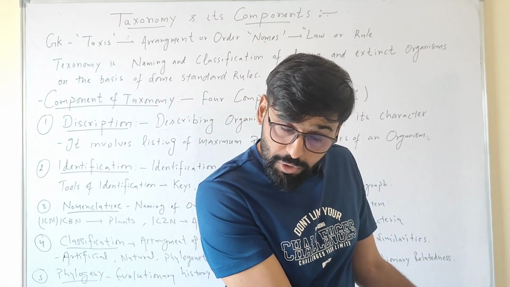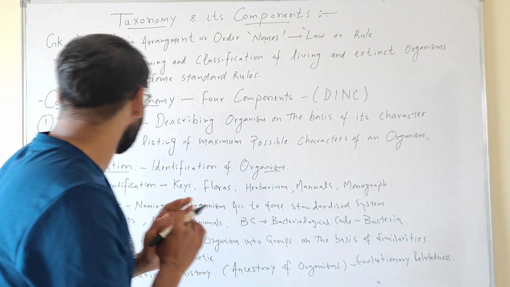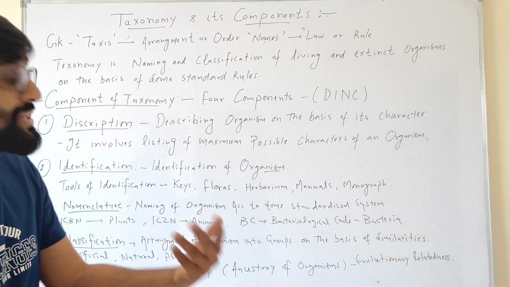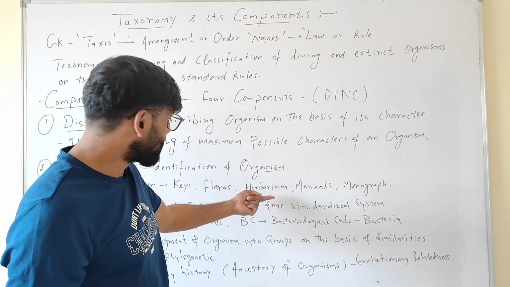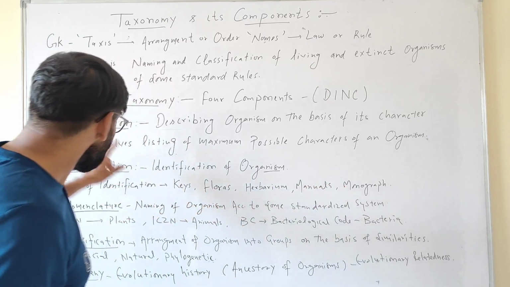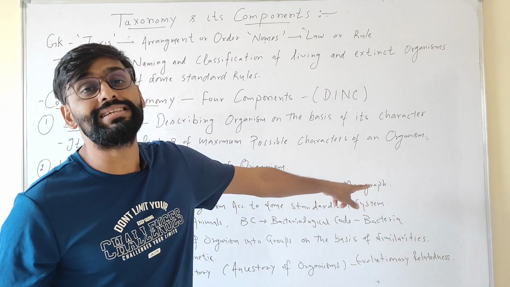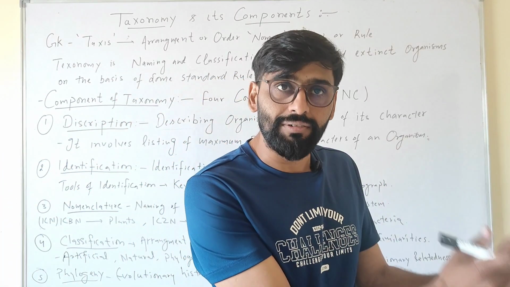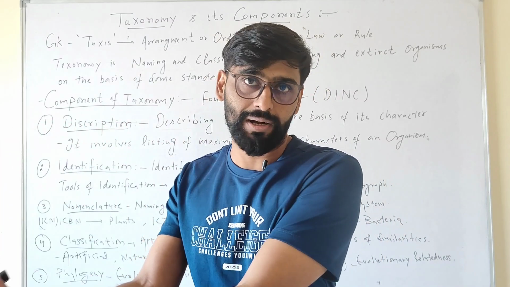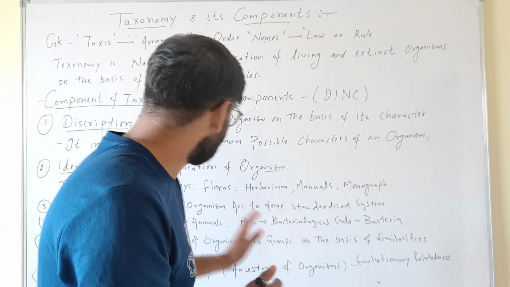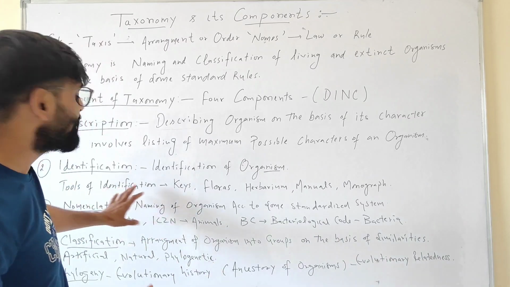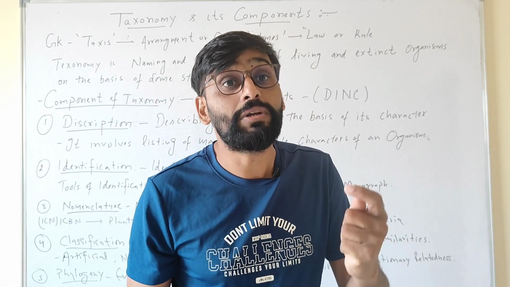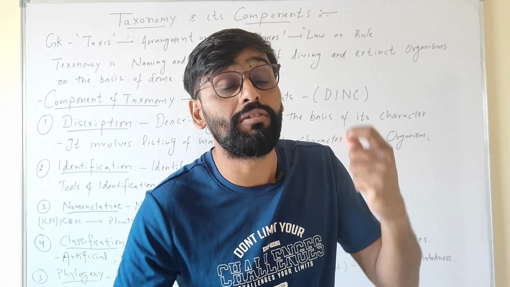By listing its maximum possible characters, he will compare these characters with other plants in taxonomic keys, floras, which have descriptions and also pictures, herbarium, seeds, dried specimens, manuals and monographs. So he will compare these characters in all these tools. If he finds that it is a plant that is already discovered, then he will associate it with that plant. That is one case. If he finds it is already discovered, then he will identify it. That's all. Now, what if he finds that this plant is new, not discovered yet?